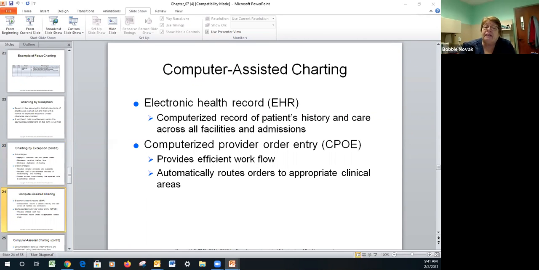Computer assisted charting. These are the electronic health records. Electronic health records are wonderful things sometimes. Sometimes they're awful. All right, just depends on the program. But it's a computerized record of the patient history and care across all facilities and admissions. So you can go back and get all the history. The providers can put orders directly into the chart and it'll go directly to the MAR, it'll go directly to pharmacy, it'll go directly to the lab, wherever it needs to go. So that as a nurse, you don't have to transcribe the order into the MAR and call the pharmacy and get the med and all that.